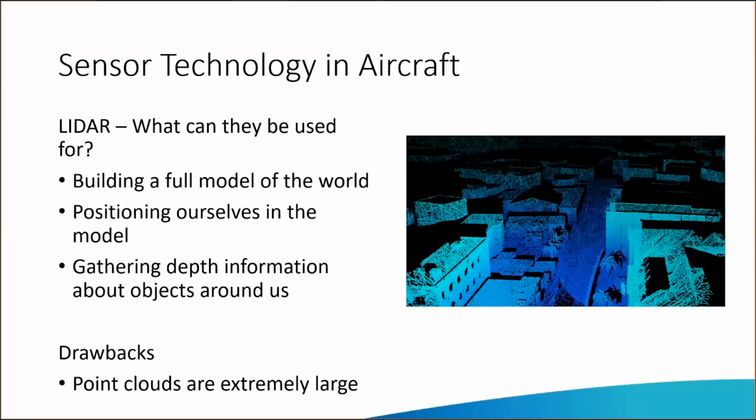And again, what can they be used for? Building a full model of the world, gathering the depth information, positioning ourselves in the world, or positioning other objects in the world. One very big drawback when it comes to these types of sensors is that the data they capture, these point clouds, are extremely large. And when I say extremely large, I'm talking like a single capture can be in the gigabyte range of data. If you're trying to do real-time capturing, you're looking to capture 30, 40, 50, 60 times a second, depending on your latency requirements. And so you start getting into the tens to even hundreds of gigabytes per second of data processing that you need to do if you want to process LiDAR information in real time.